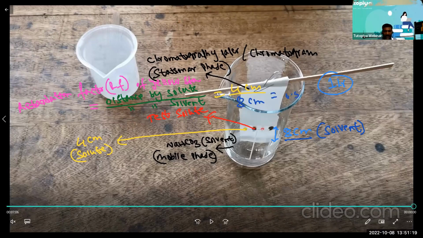8 centimeters, and that would give you 1 by 2, which is 0.5. It has no units, just a number. Retardation factor is 0.5. Now, I'll ask you a small question. If this last stain, the black stain, has moved by only 3 centimeters, then what is the retardation factor of the black stain? Can you tell me?